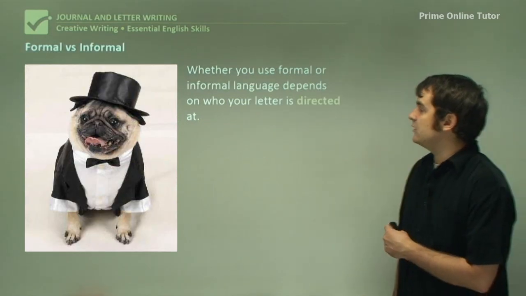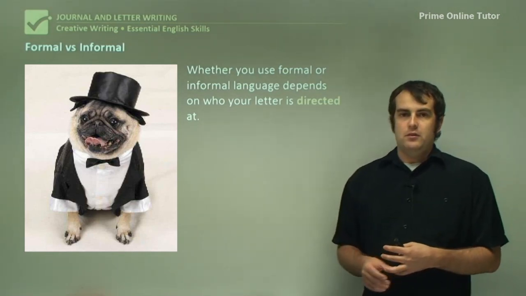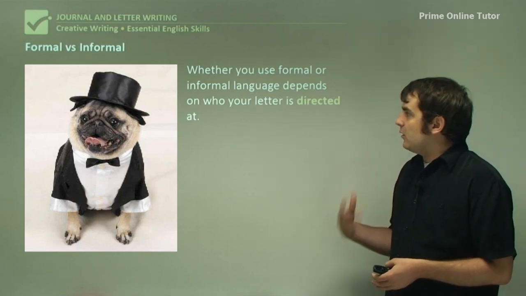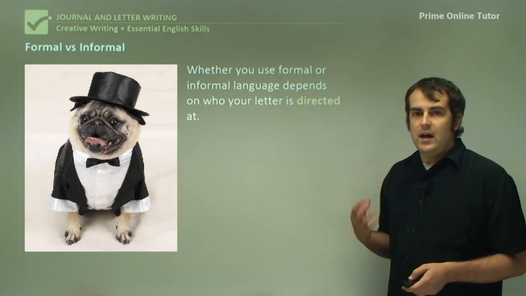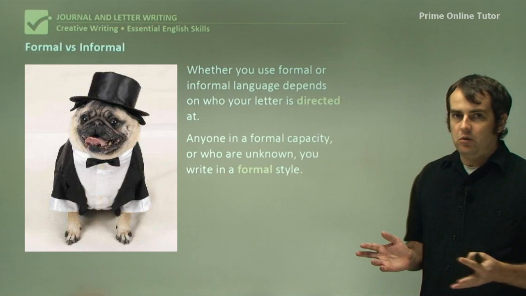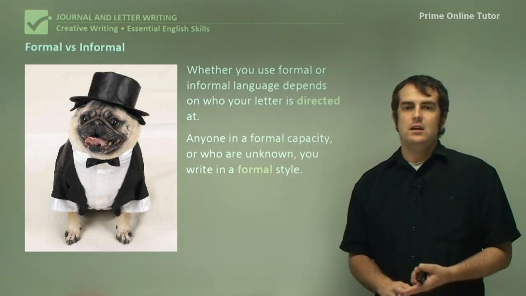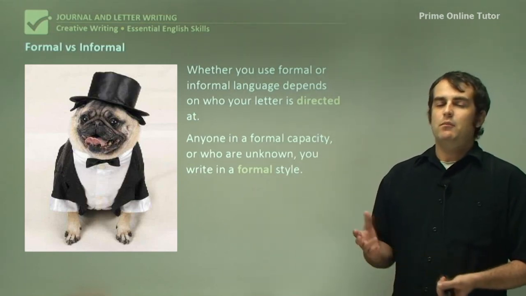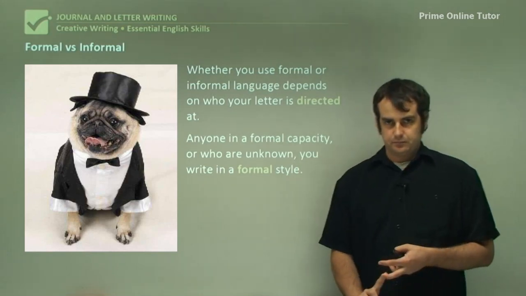All right, let's move on to the types of language you can use. Essentially, like this little puppy dog, you can be formal or informal. Whether you use formal language depends on where it is going and who your letter is directed at. Anyone in a formal capacity or who is unknown, you would write in a formal style. So if you're writing, for instance, to a mayor, a letter to the editor, a politician, someone prominent, someone respectable, someone who you haven't met before, you would always normally write in the formal style.